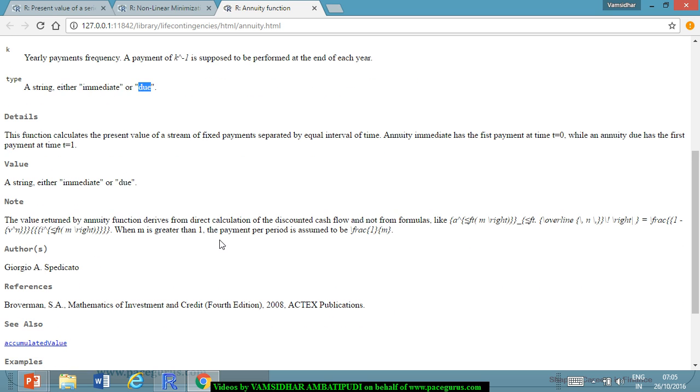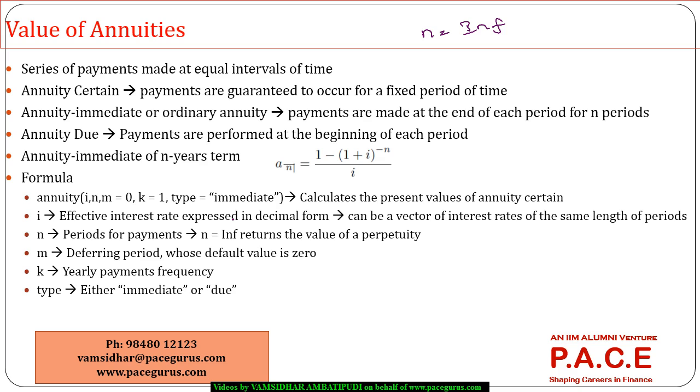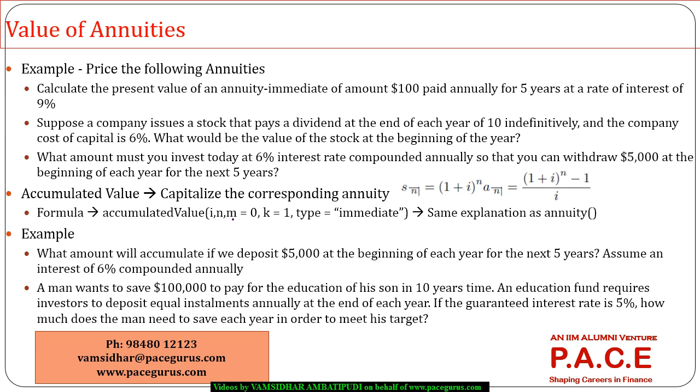So almost all the problems can quite comfortably be computed with this particular formula. All the present values of the immediate annuities, annuity dues, a lot of these calculations can be done straightforward here. So let's take up a few examples which can help us in solving these numericals quite comfortably. Compute the prices of the following annuities. Calculate the present value of an immediate annuity.